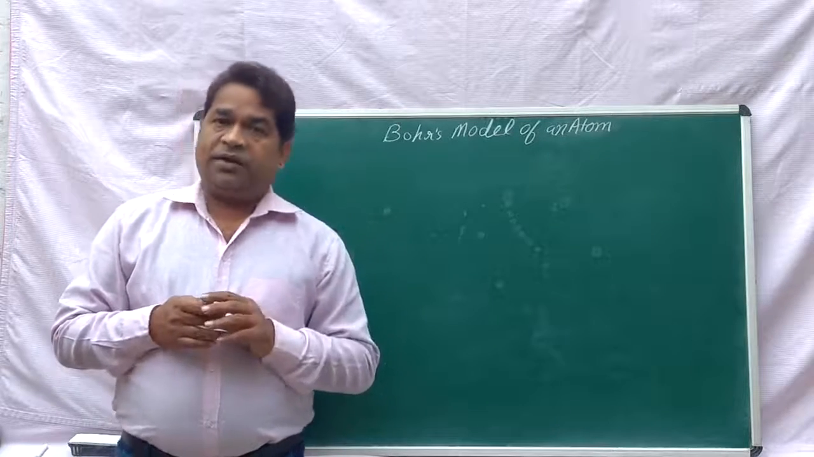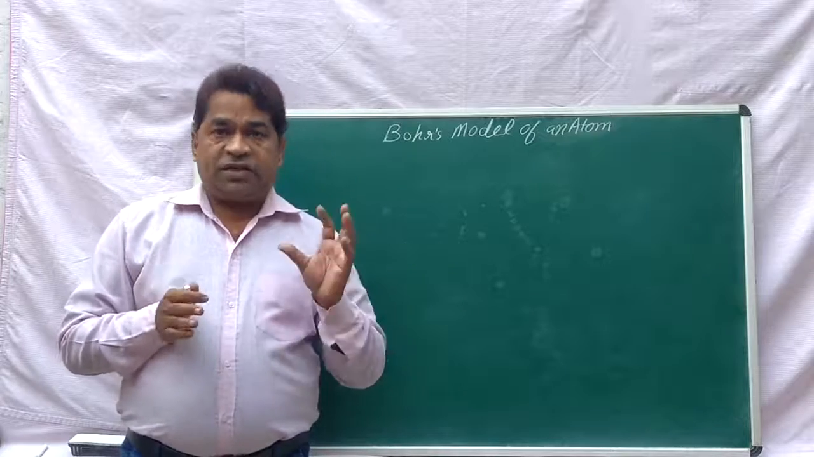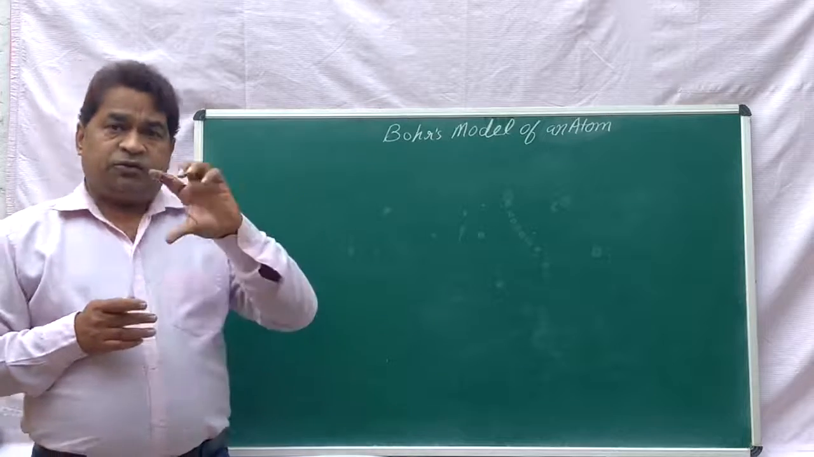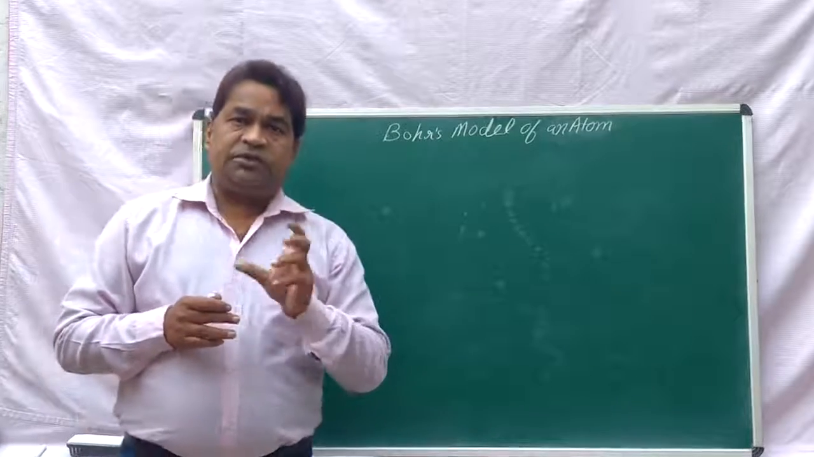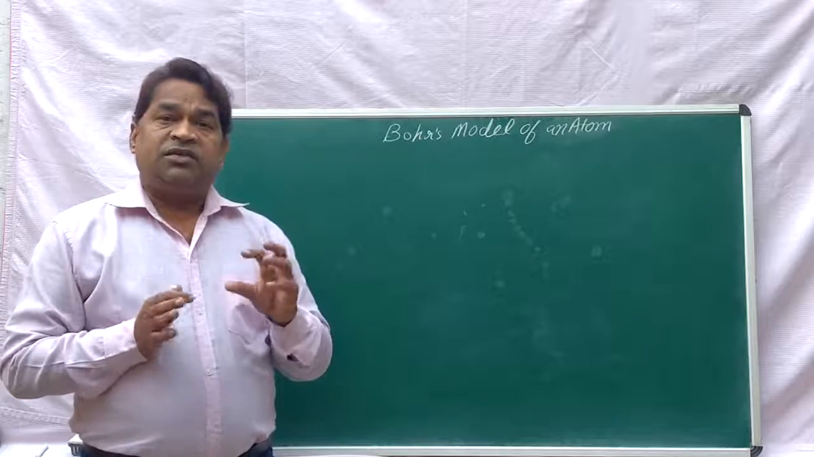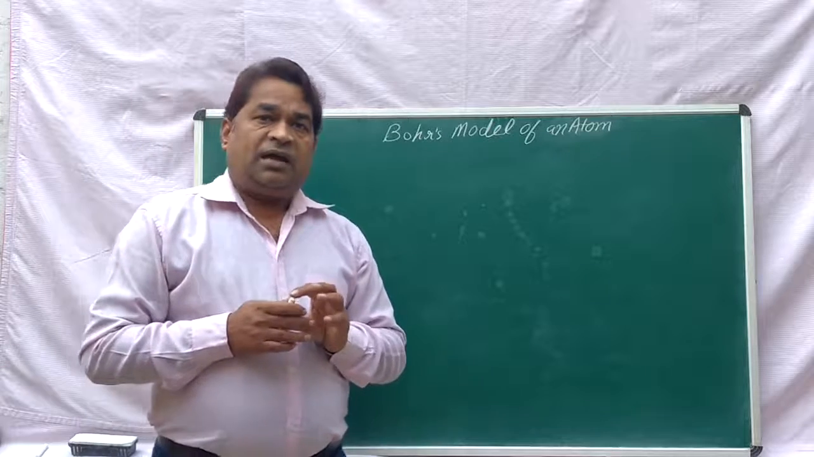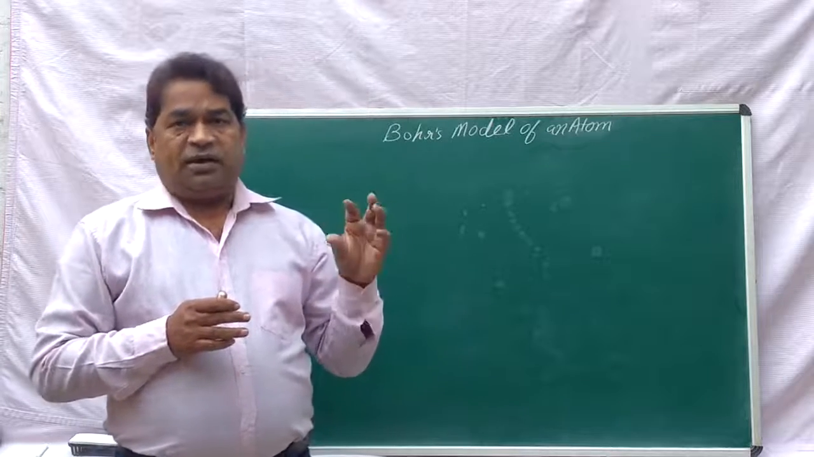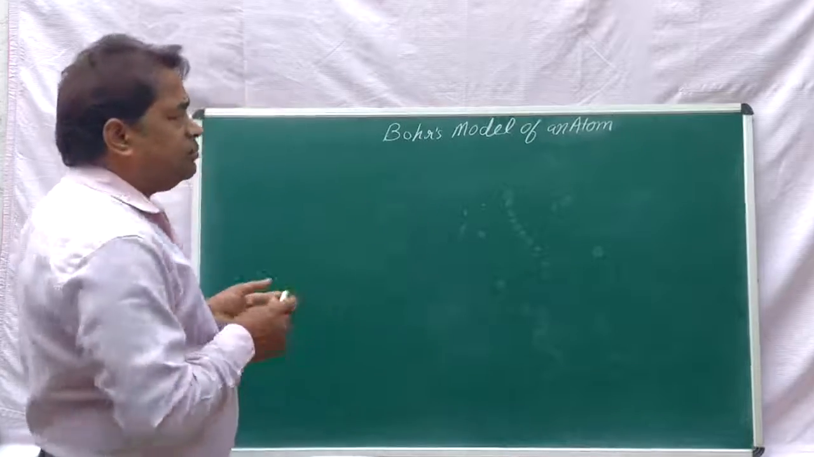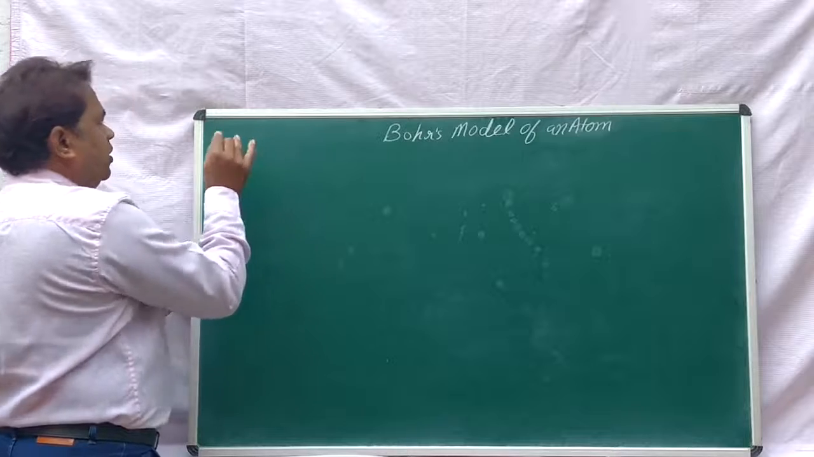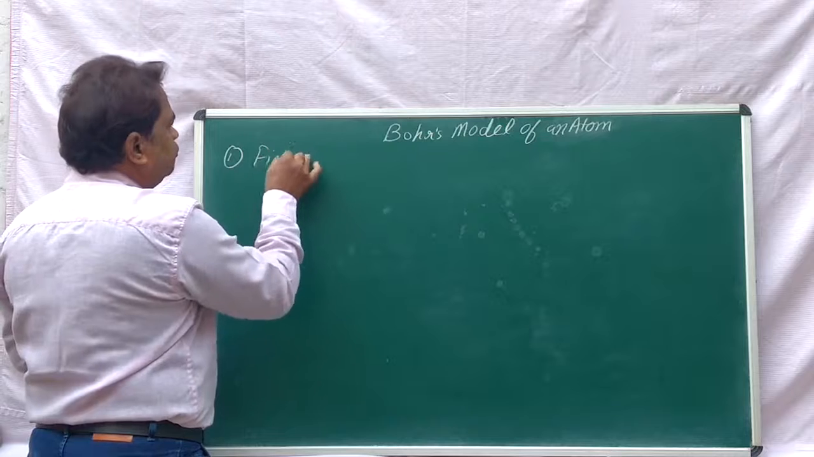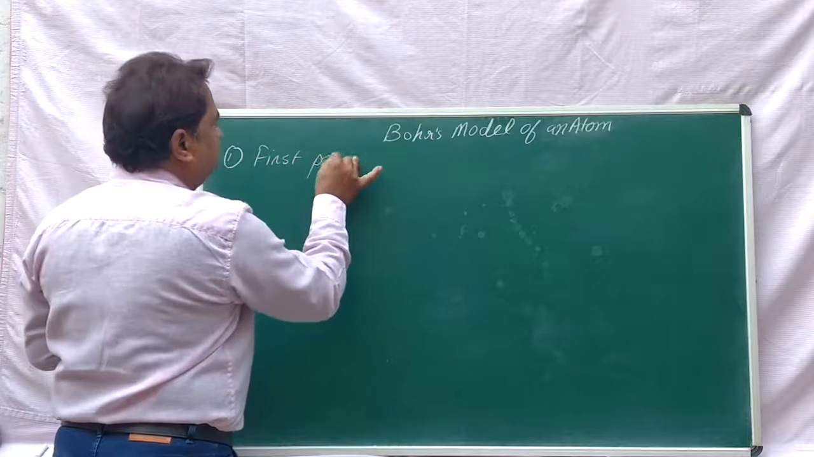According to Bohr's first postulate, the total positive charge of the entire atom is concentrated in a very small space, which is called the nucleus, and the negatively charged electrons revolve around this nucleus in circular orbits. So let us see, this is Bohr's first postulate.